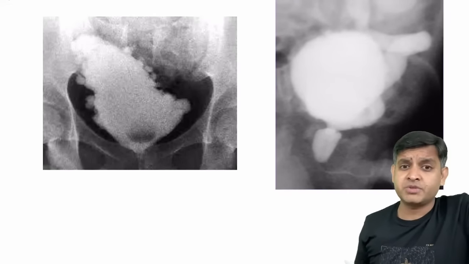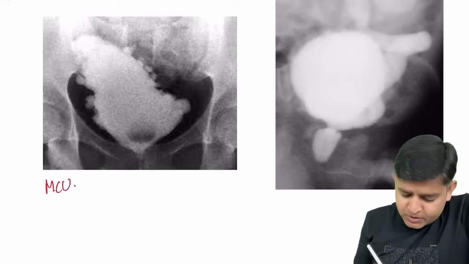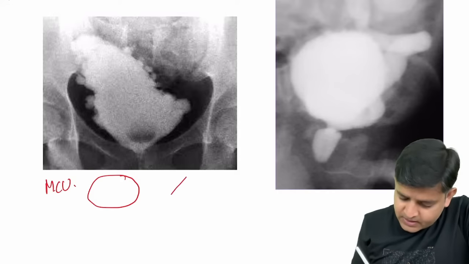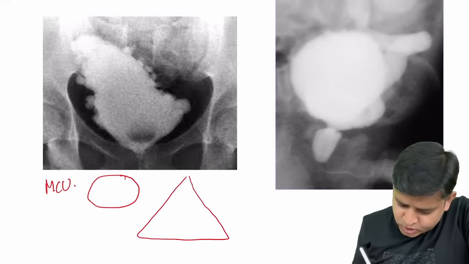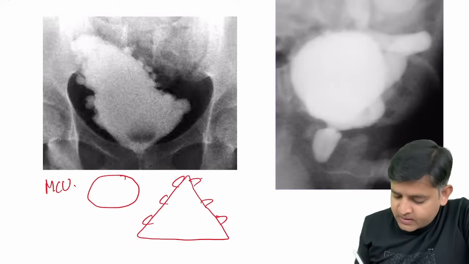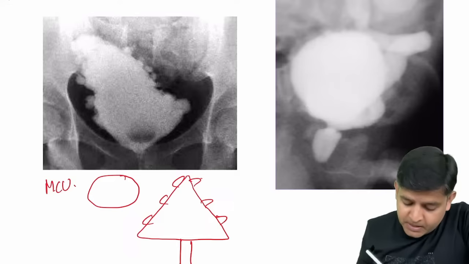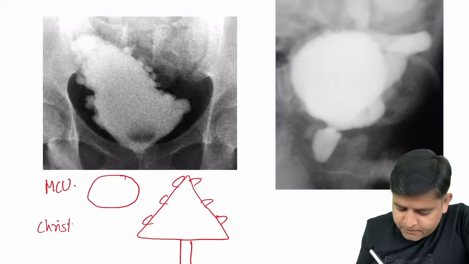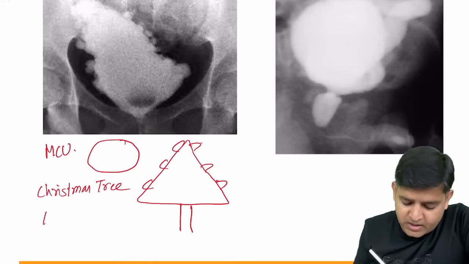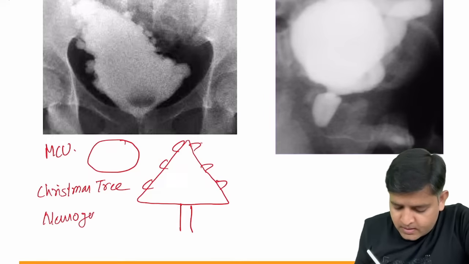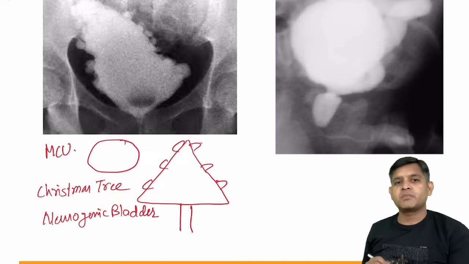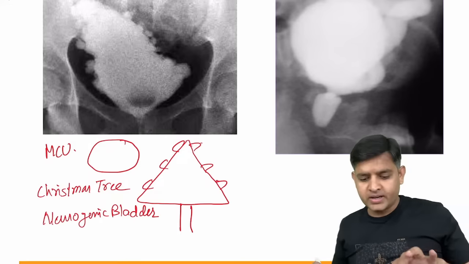Okay, what do you see in this MCU? In this MCU, a normal bladder should have this shape. But what is happening in this case? The bladder has assumed a shape like this, and it is showing multiple diverticulae. If I put a stem over there, this will become a perfect, what? Perfect Christmas tree, which is seen in neurogenic bladder. Christmas tree bladder is neurogenic bladder.